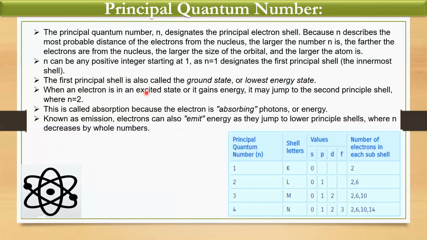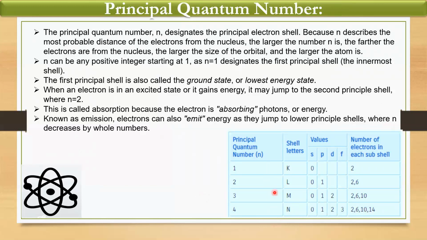When an electron is in an excited state, it gains energy. It may jump to the second principal shell, where n equals 2. This is called absorption, because the electron is absorbing photons or energy. It is known as emission when electrons emit energy as they jump to a lower principal shell, where n decreases by whole numbers.